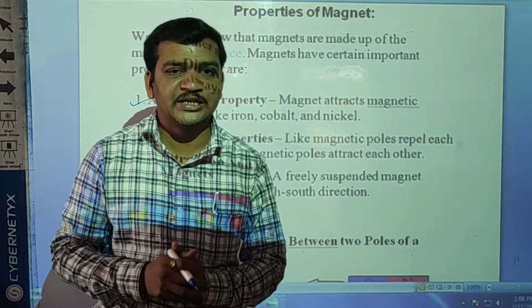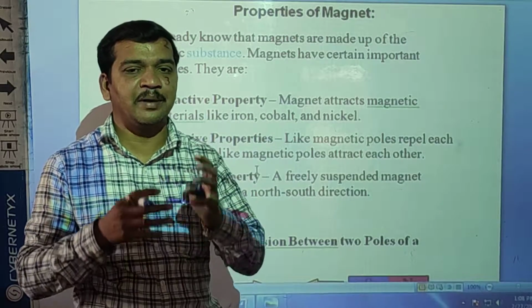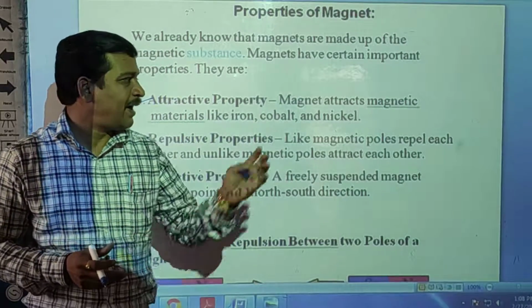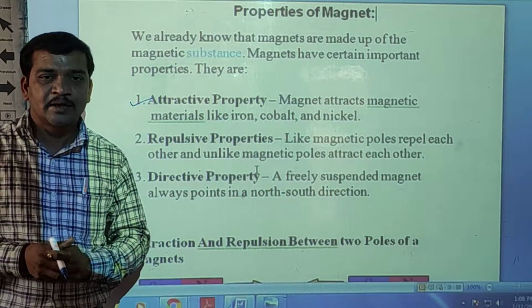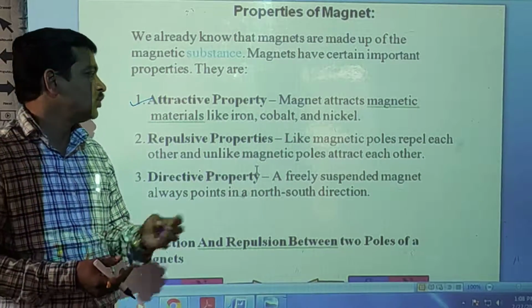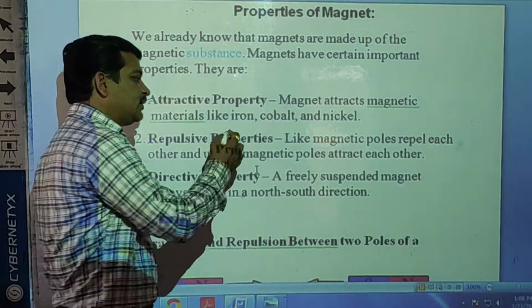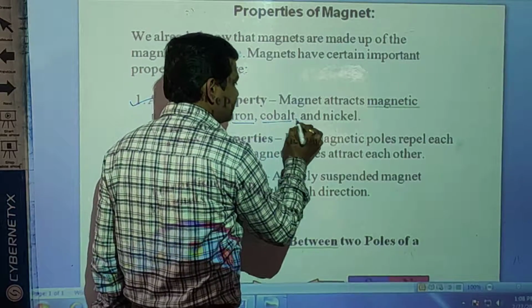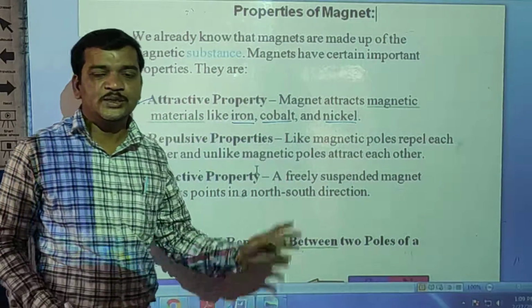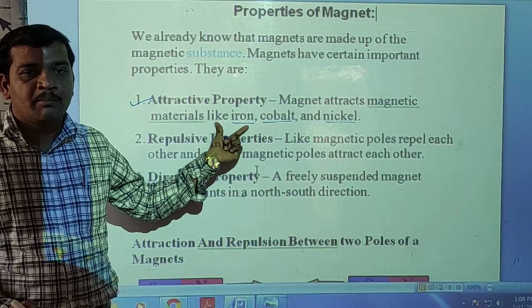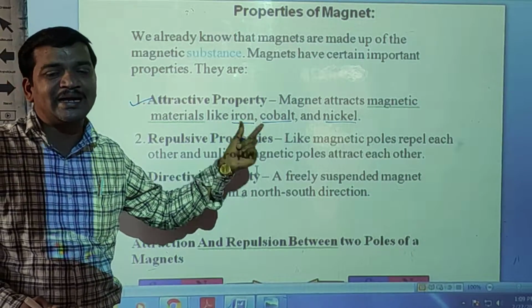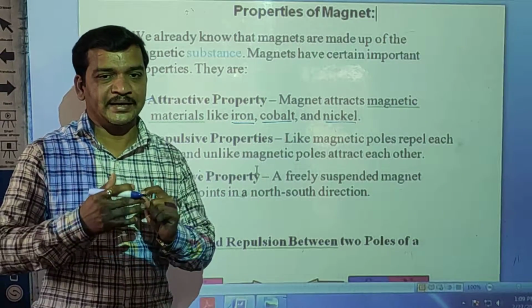What is meant by attractive? Attractive property means that the magnet attracts magnetic materials like iron, cobalt, and nickel. So these are the magnetic materials. Those are attracted towards the magnet.